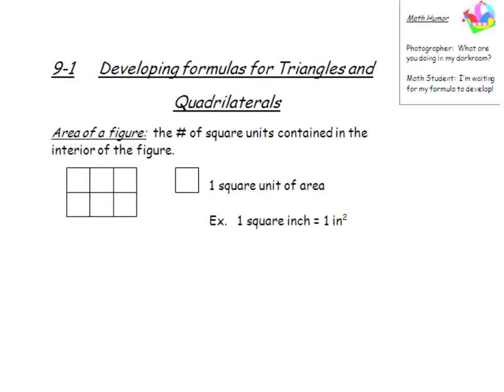All right, here we go with chapter 9, you guys. 9.1 starts out simply just developing formulas for triangles and quadrilaterals.